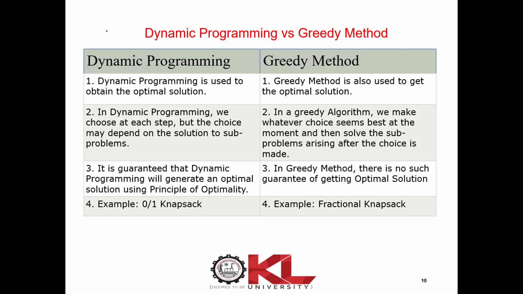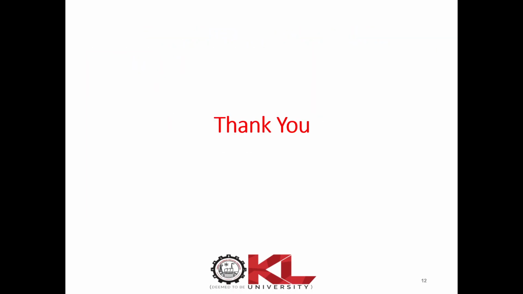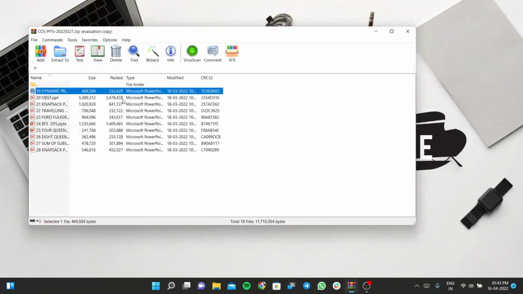Dynamic programming is for an optimal solution, and the greedy method is also for an optimal solution, but dynamic programming thinks about the future and then chooses the step, whereas the greedy method takes the choice at that particular instant. It is guaranteed that dynamic programming will generate an optimal solution, whereas in the greedy method we cannot give any assurance of an optimal solution. The examples are 0/1 knapsack and fractional knapsack. So this is all about the first PPT.